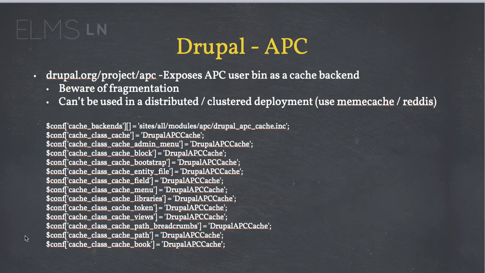hangs up. I mentioned APC, so this is what an APC cache bin configuration might look like. We've got our cache bins defined as to what's safe to cache in APC, and then we've got pointing to the APC cache backend in Drupal. This would go in your settings.php.